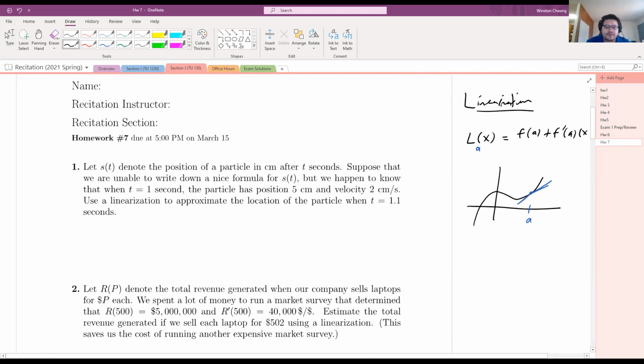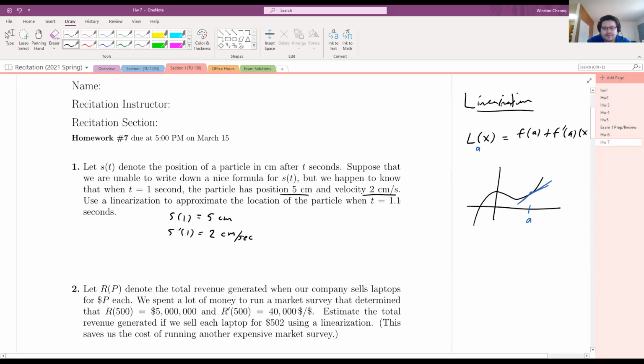We're only given two pieces of data about it, this position data and this velocity data. So that tells me s of 1 and s prime of 1. It tells me s of 1 is 5 centimeters and s prime of 1 is 2 centimeters per second. But that's precisely the information that I need to construct a linear approximation at t equals 1. So we can go ahead and do that.